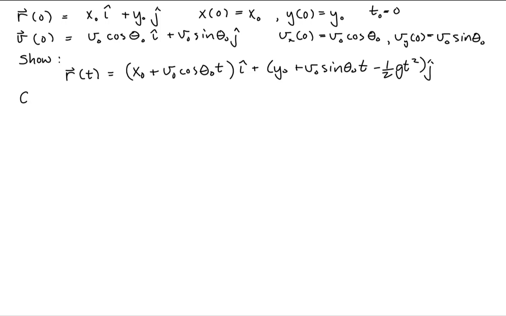So what we are given is Newton's second law of motion. Newton's second law of motion says that when you add up all of the forces on an object, it's equal to the product of that object's mass and its acceleration.